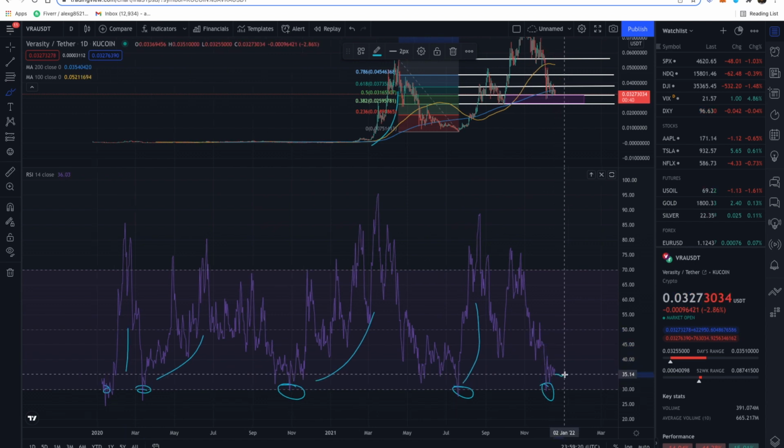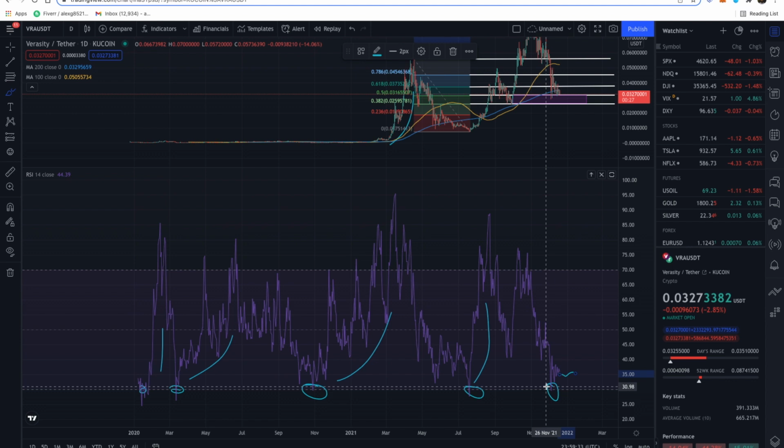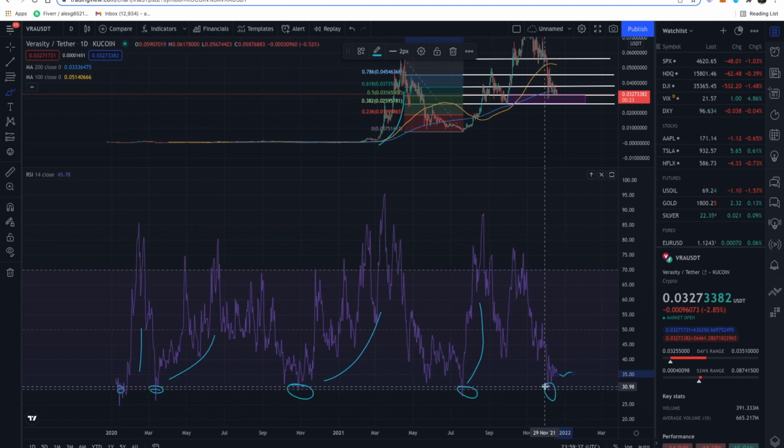I think we might see a little bit more consolidation, especially since Bitcoin and Ethereum need to behave for these altcoins, and that includes Verasity, of course, for them to perform well. But this is just another reason why I'm pretty bullish right now on Verasity. I think it might be a good time to accumulate some coins.